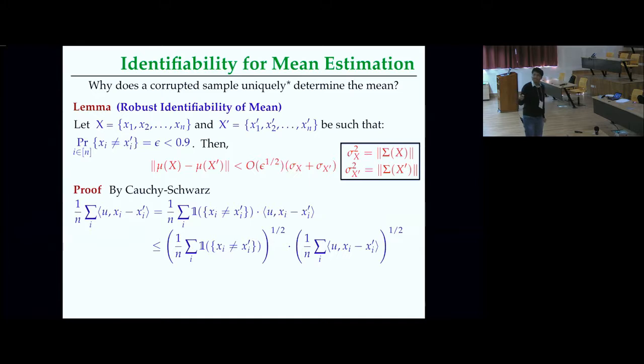Now I use our favorite inequality in the world, the Cauchy-Schwarz inequality. I hope all of you know the Cauchy-Schwarz inequality. I have an expectation of some function f times some function g. This is at most the square root of the expectation of the first function squared, times the square root of the expectation of the second function squared.